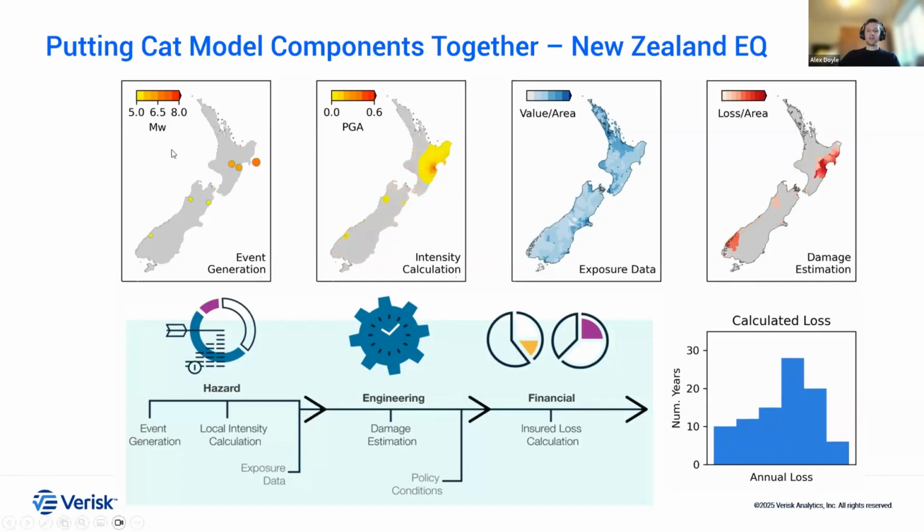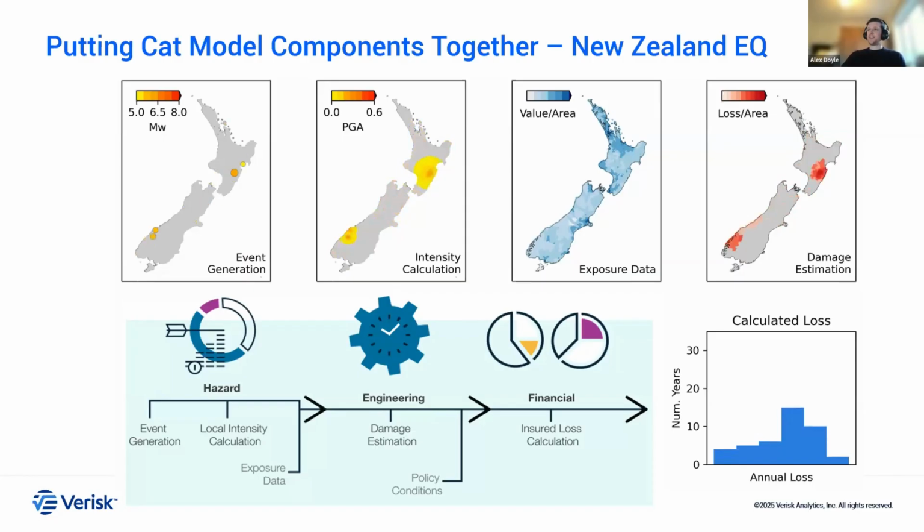And we can see an example in these animations, where each frame is a different year of potential New Zealand earthquake events. So on the left, we've got the events themselves, and they have a certain size based on their magnitude. And then we have a certain intensity associated with each of these events, and that's computed based on the size of the earthquake and the soil type, for example, and more.